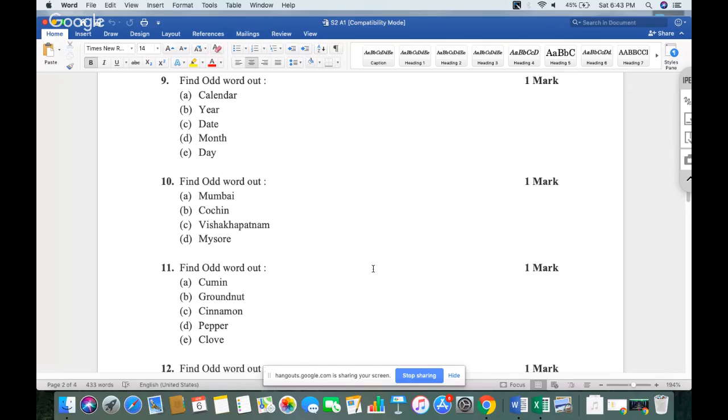Question number 9, the answer is calendar. Year, date, month, and day all are part of calendar, so they are related. Calendar is the odd one out here. Question number 10, what's the answer?